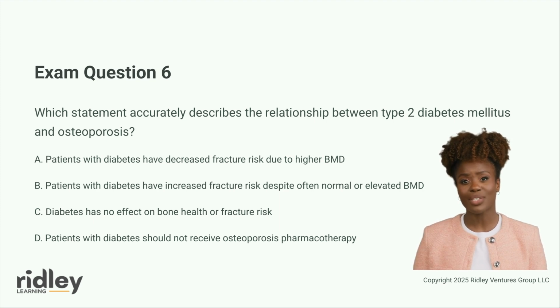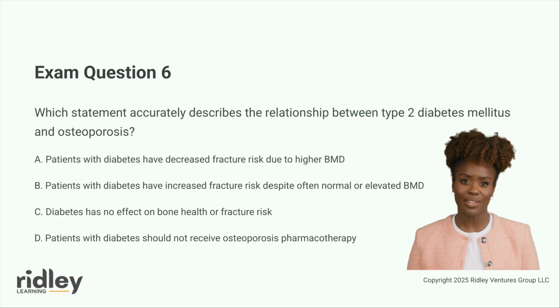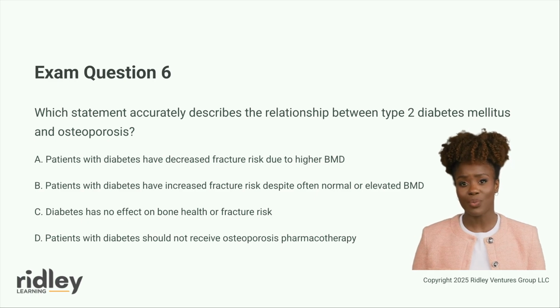In diabetes, chronic hyperglycemia leads to the accumulation of advanced glycation end products within the bone collagen matrix, which impairs the mechanical properties of bone and increases its fragility. Additionally, diabetes affects bone through altered bone turnover, changes in bone microarchitecture, and effects on muscle function and fall risk.